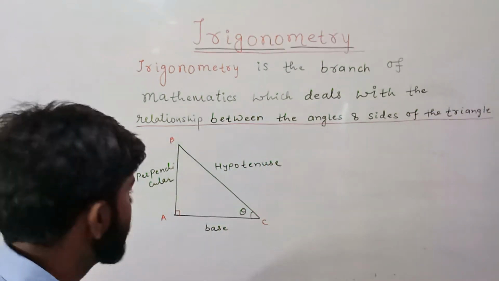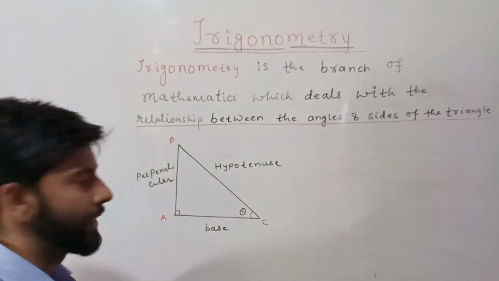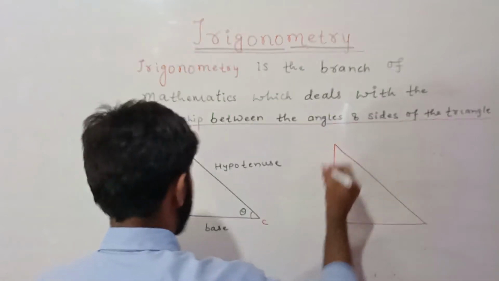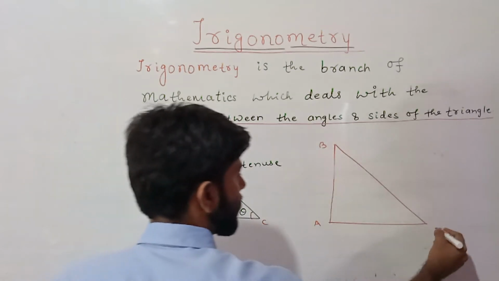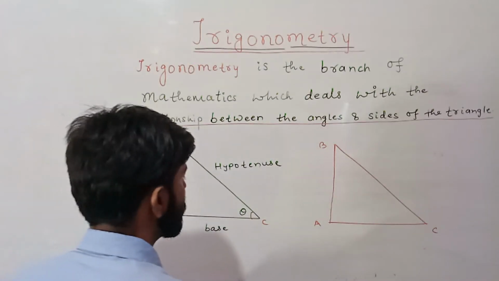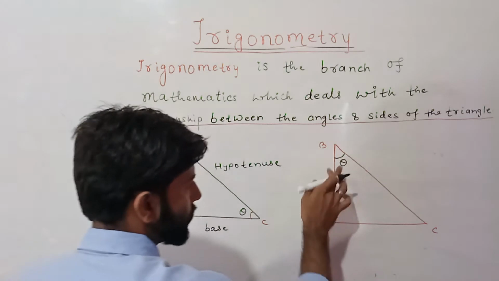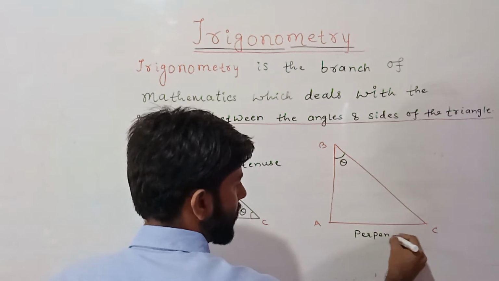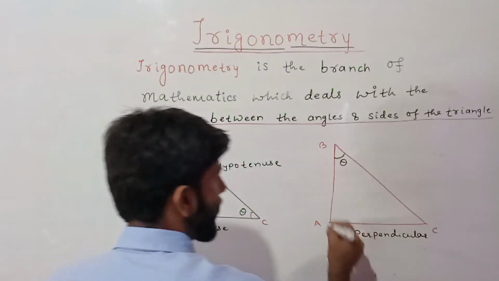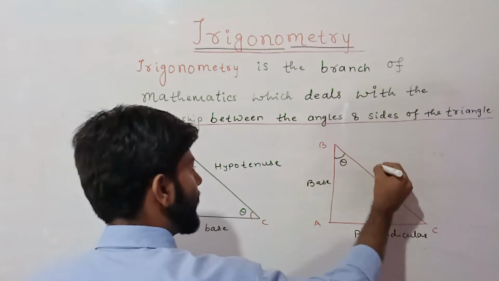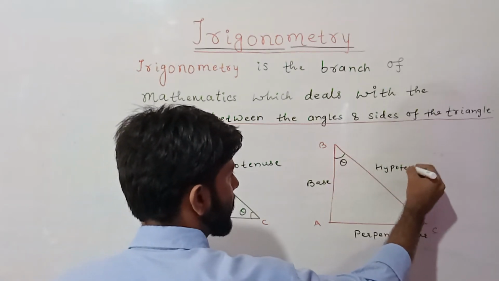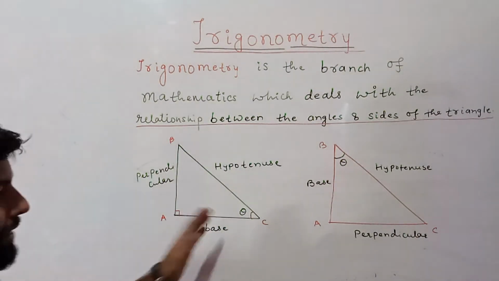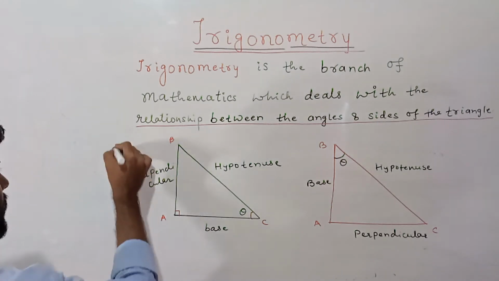So what I am saying, this perpendicular and base depends upon this theta. Suppose I am again making a right angle triangle in which now theta is this. So for this theta, the perpendicular will be AC and base will be AB, and hypotenuse is always fixed. So you must know these things. Now this is the first point.